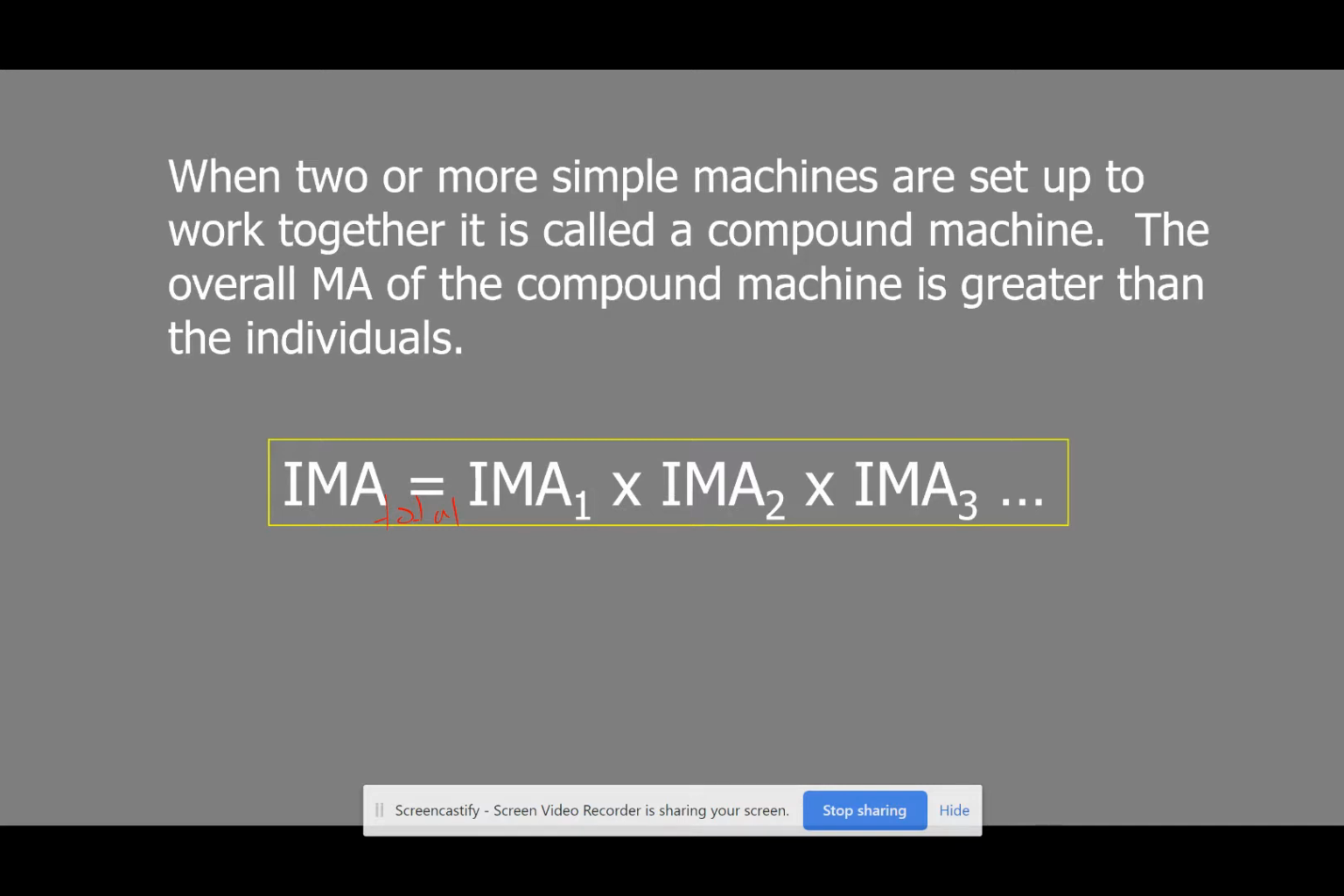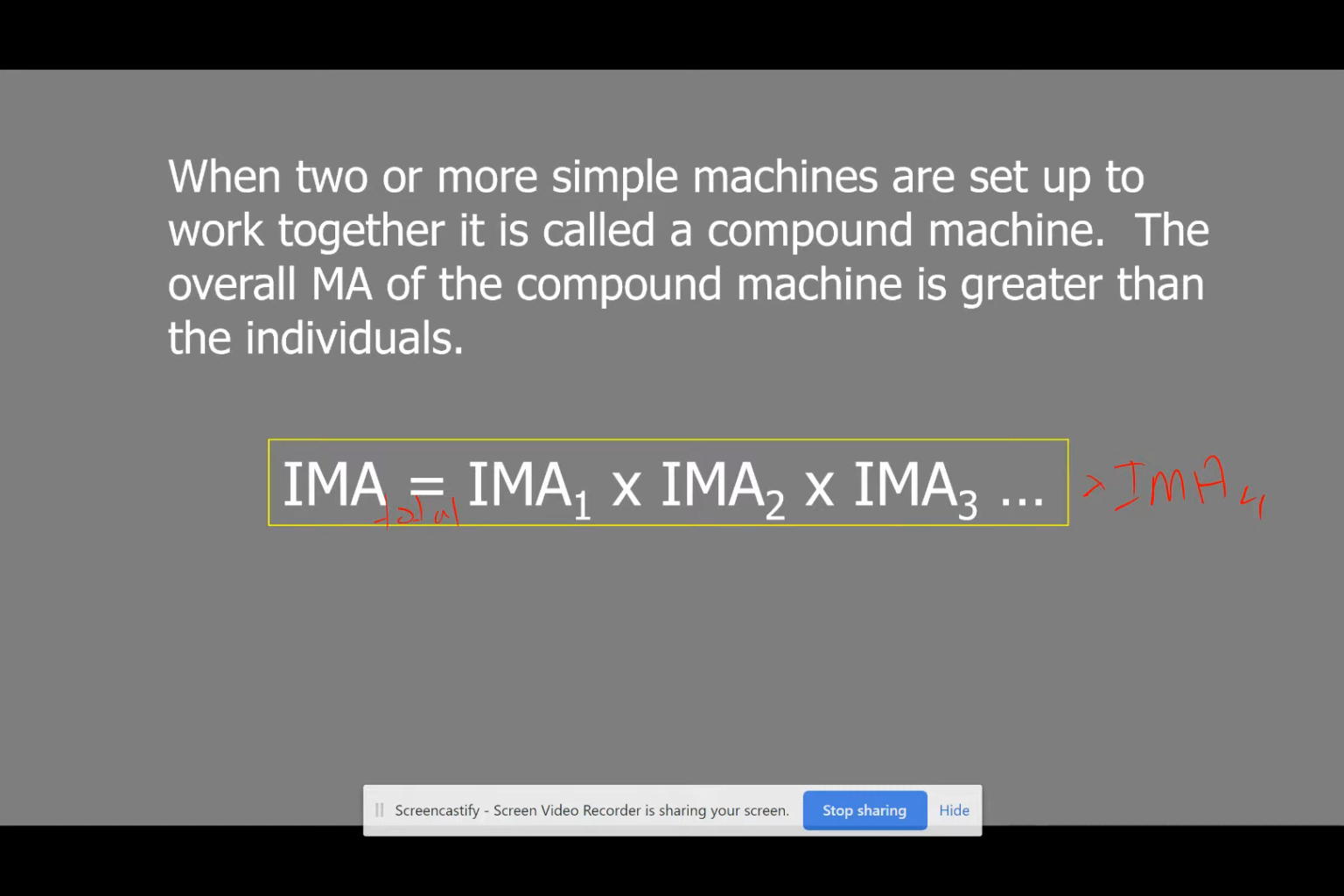And you could have even more, you could have times IMA 4, 5, 6, 7, 8. Really, there's no limit to what you can do there. But for this course, we're only going to go as far as 3 mechanical advantages operating together. As a matter of fact, in a lot of cases, we'll just be doing 2. So expect to be dealing with 2 machines together or 3 machines together, and that's about it.